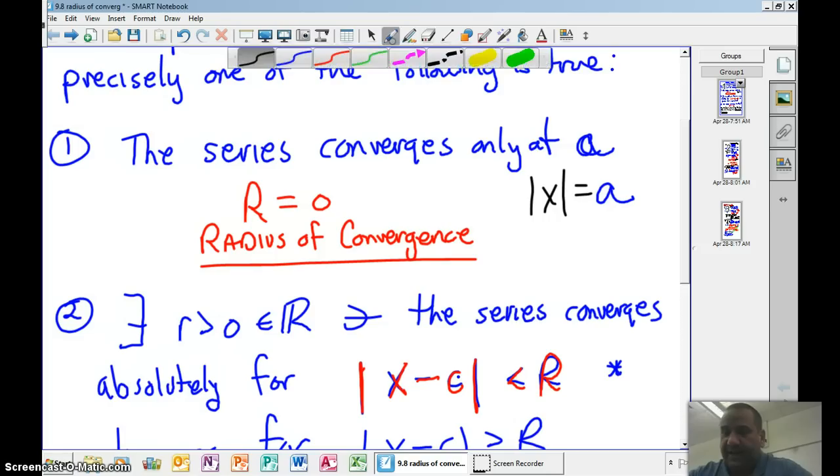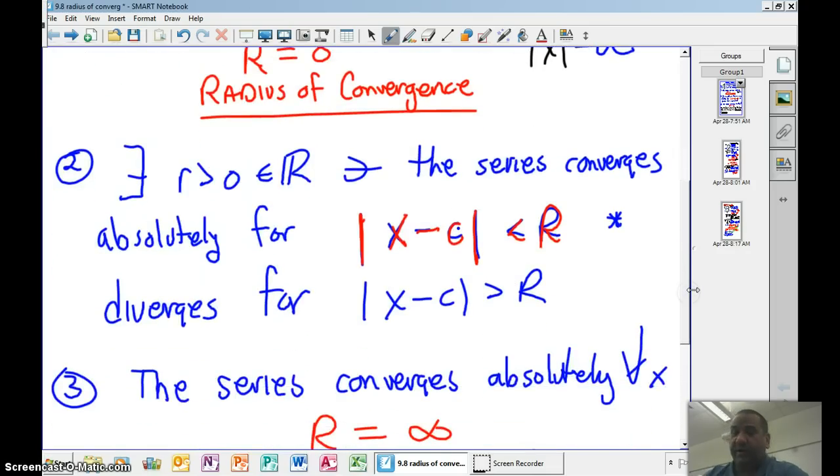So that's the first one. It says if you get it equal to a number, there's no radius of convergence because that number is the only place where it converges. The next one says, I don't know if you remember these symbols, but I figured I'd end on my last symbolism here. There exists an r greater than 0, a real number, such that the series converges absolutely for the absolute value of x minus c less than r. It will diverge for the absolute value of x minus c greater than r.